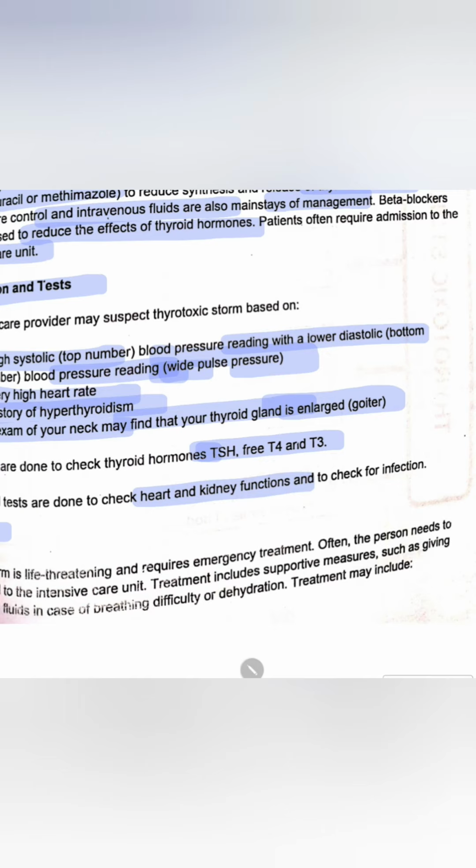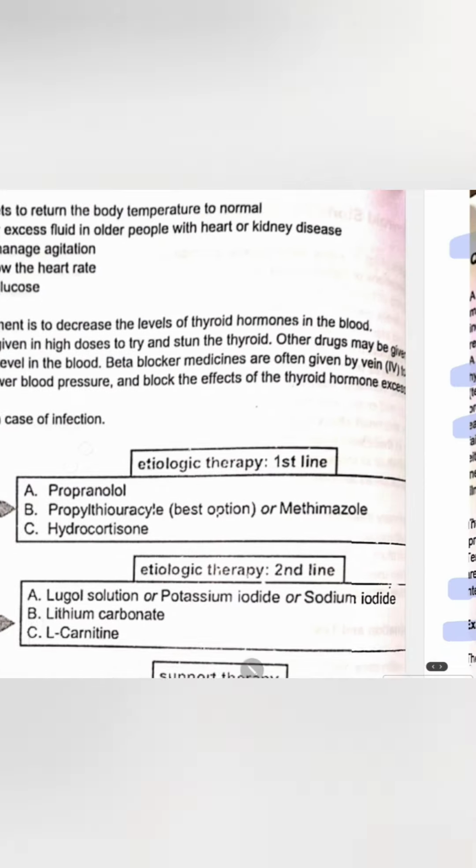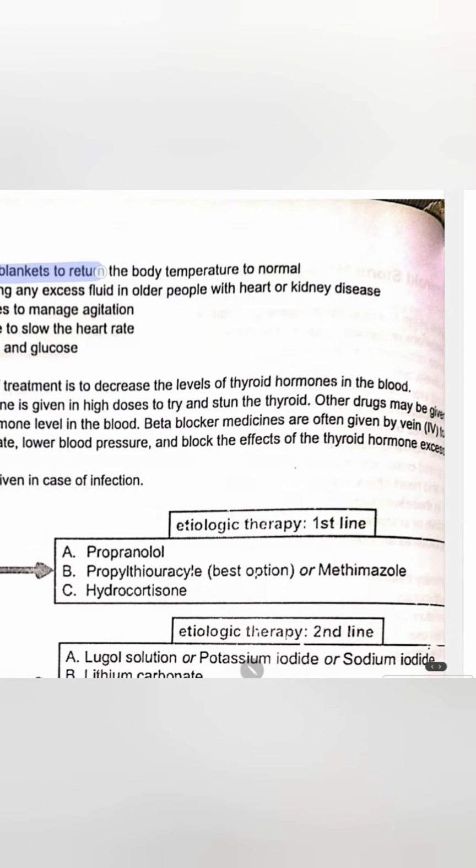The treatment of thyroid storm is a life-threatening emergency and requires emergency treatment. Often the person needs to be admitted to the ICU, and the treatment includes supportive measures such as giving oxygen and fluids in case of breathing difficulty or dehydration. The treatment can include cooling blankets to return the body temperature to normal, and monitoring for any excess fluid in older patients with heart and kidney disease, medication to manage the agitation, medicines to slow the heart rate, and vitamins and glucose.